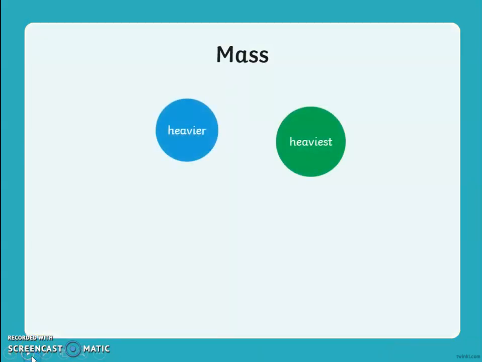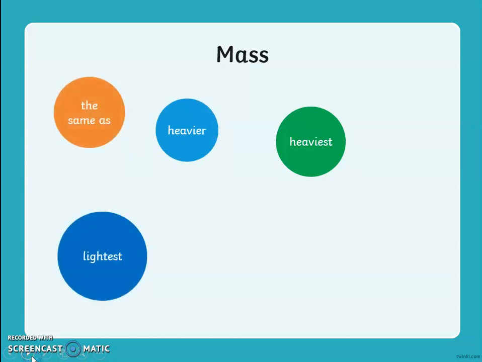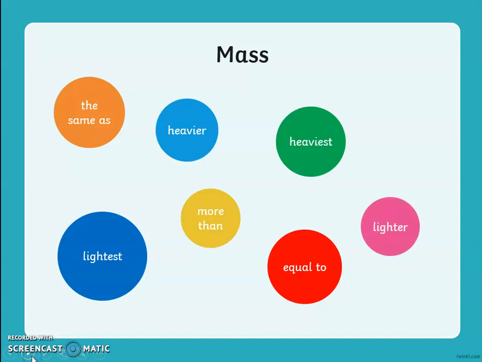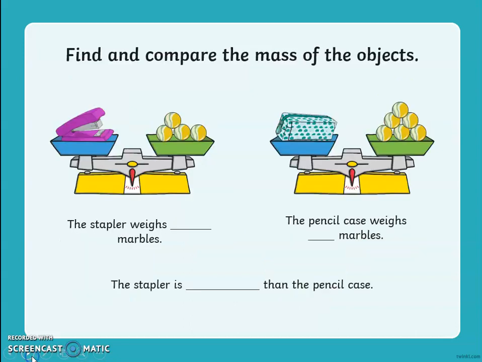Some of the words that we identify with mass are heavier, heaviest, the same as, lightest, more than, equal to, lighter, and less than. So these are the new vocabulary that we're going to be looking at, and I want you to take a look at them and make sure that you understand what they all mean. So we have heavier, heaviest, lighter, lightest, less than, more than, the same as, and equal to.